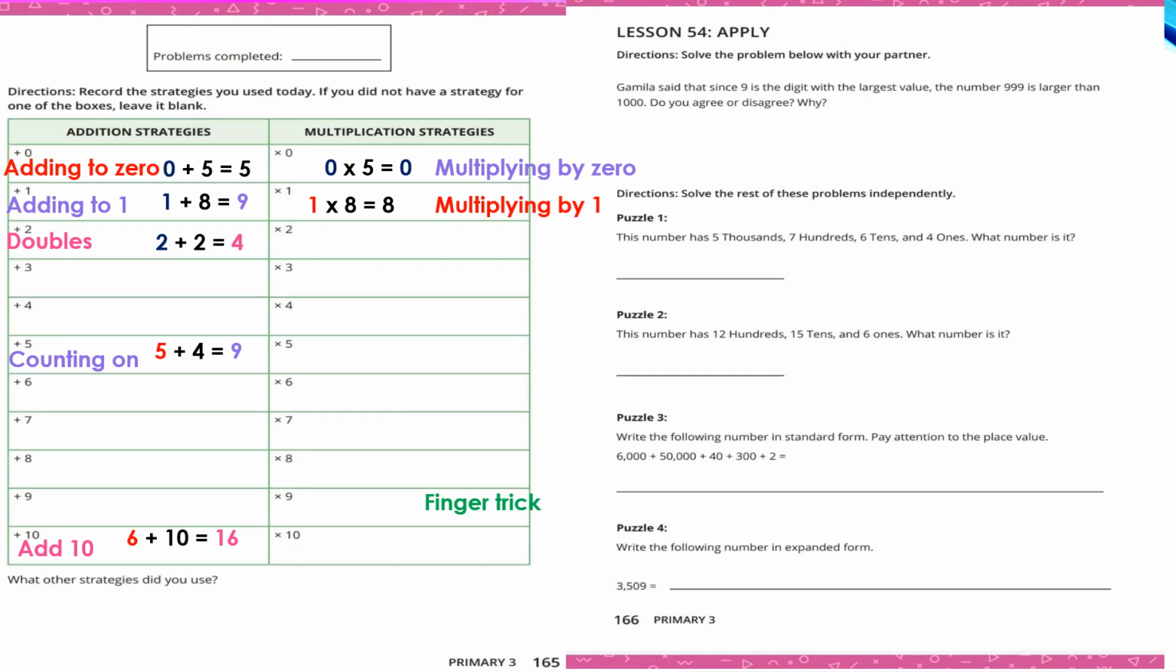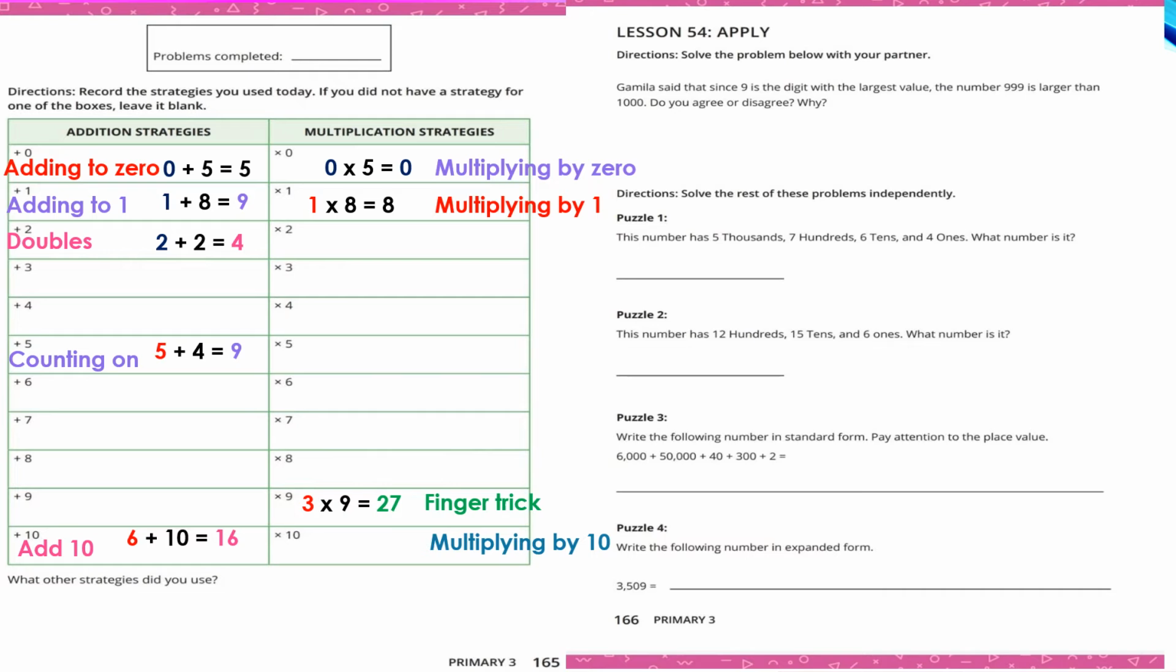Finger trick. We take it in table 9. 3 times 9 equals 27. Remember together, bend down finger number 3. So, you will get 2 fingers on the left side. It means 2 in tens, and 7 fingers on the right side. It means 7 in ones. So, the number here, 27.